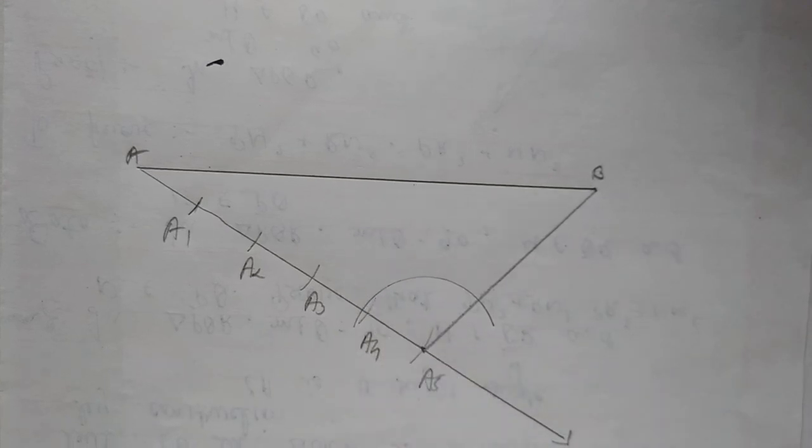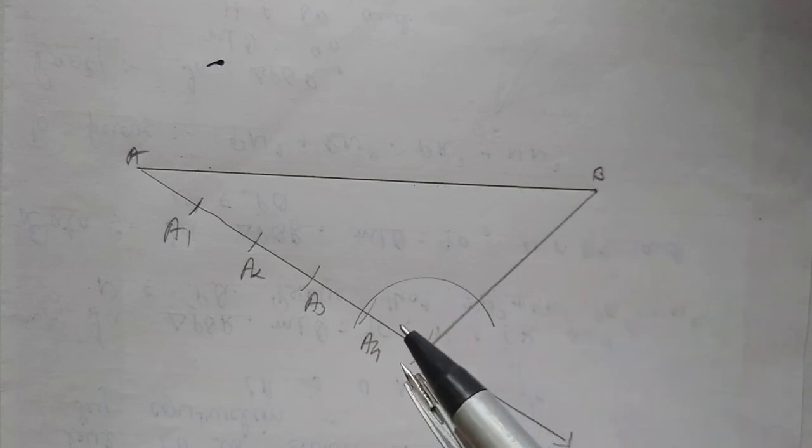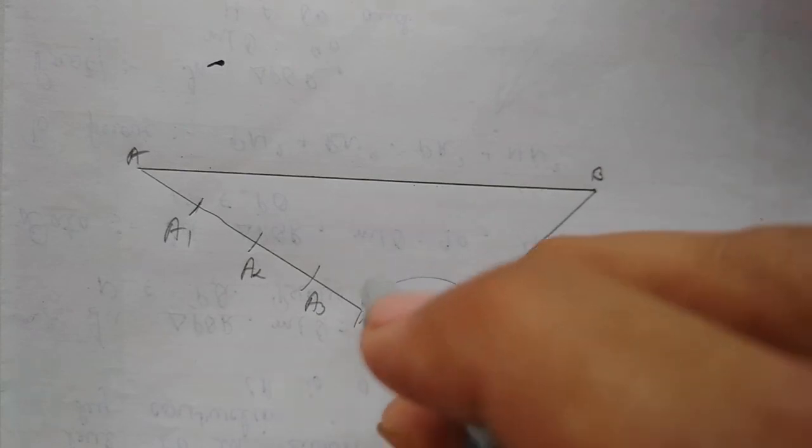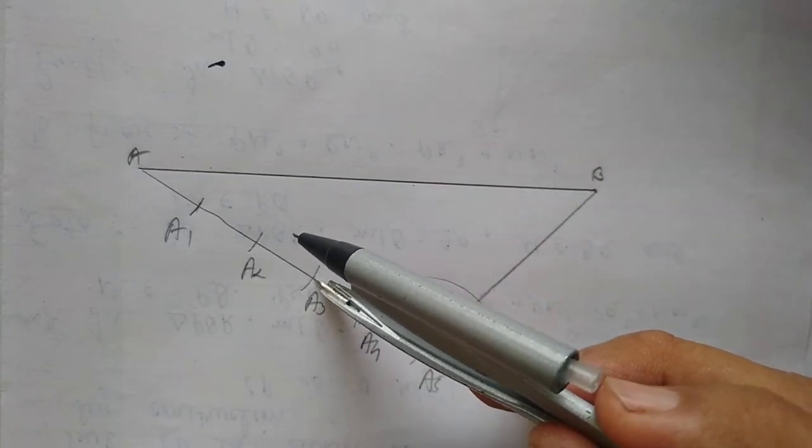Understood now? Now children, don't change this radius. Here we have taken this radius. Now don't change. Put metal point on A3 and draw another arc.